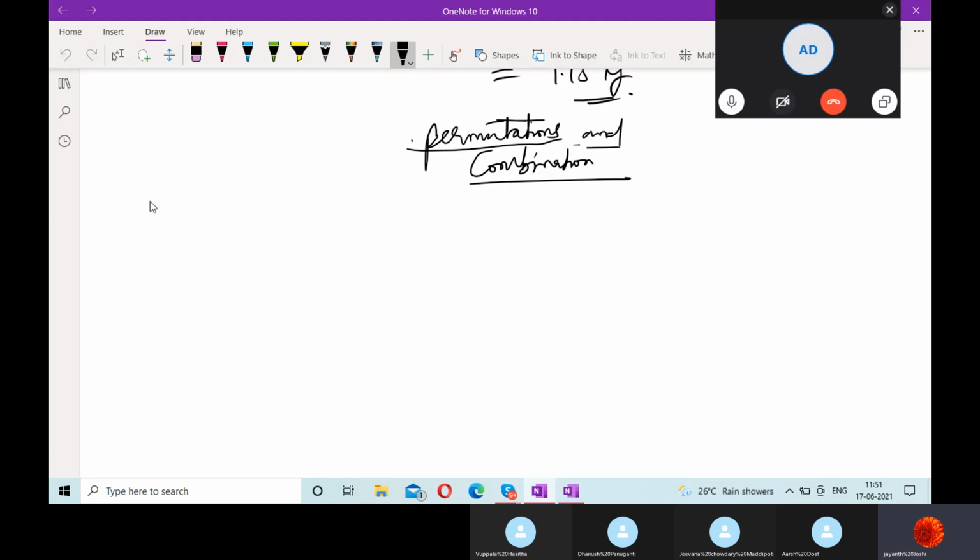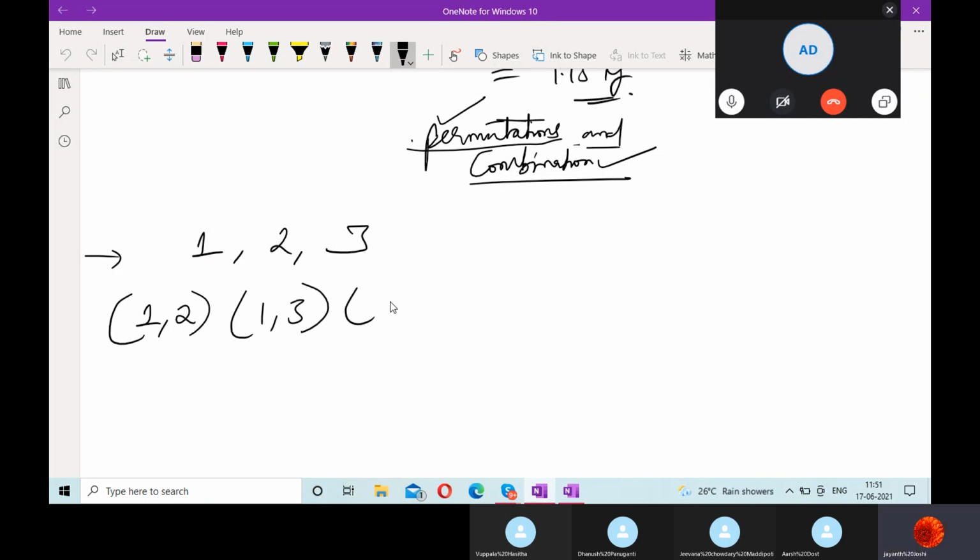First you need to understand what a permutation is and what a combination is. Suppose I take three numbers: 1, 2 and 3. If I ask you to make groups of two numbers, you can select numbers from the given numbers and make groupings. Suppose 1 comma 2, 1 comma 3, 2 comma 3, 3 comma 1, your wish.